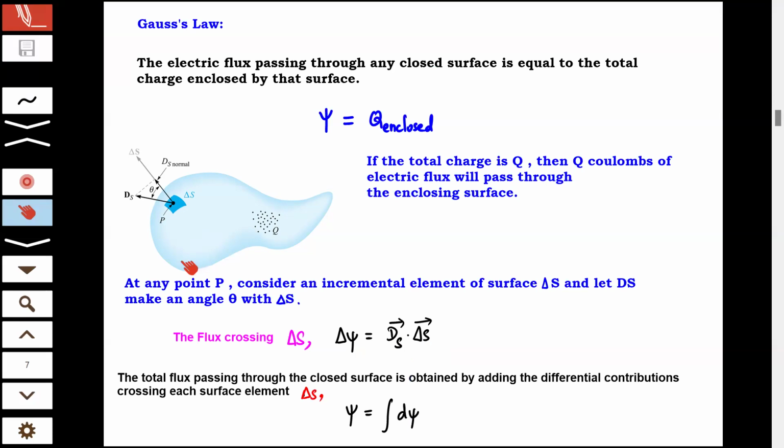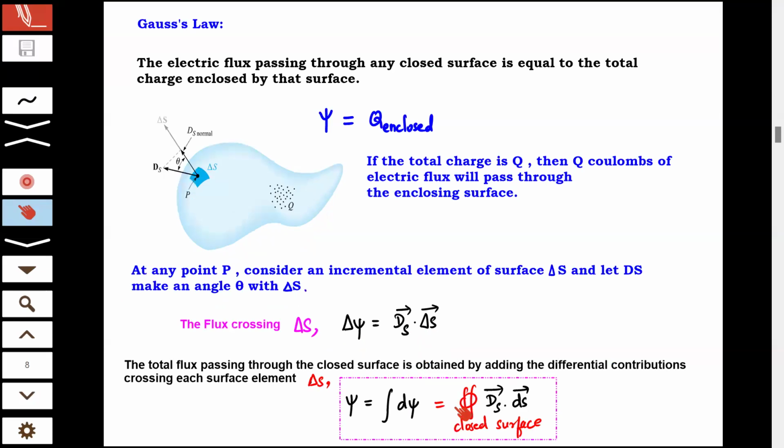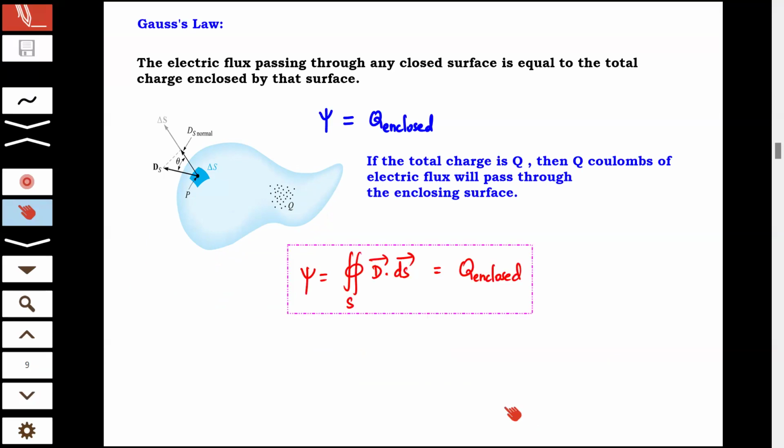If we want to estimate the total flux crossing this closed surface, we have to integrate this D dot del s over the closed surface, giving a double integration over the closed surface, which has a circle on the double integral indicating integration over a closed surface. Now, as per the statement of Gauss' law, this integration must be equal to the charge enclosed. This is the mathematical form of Gauss' law.